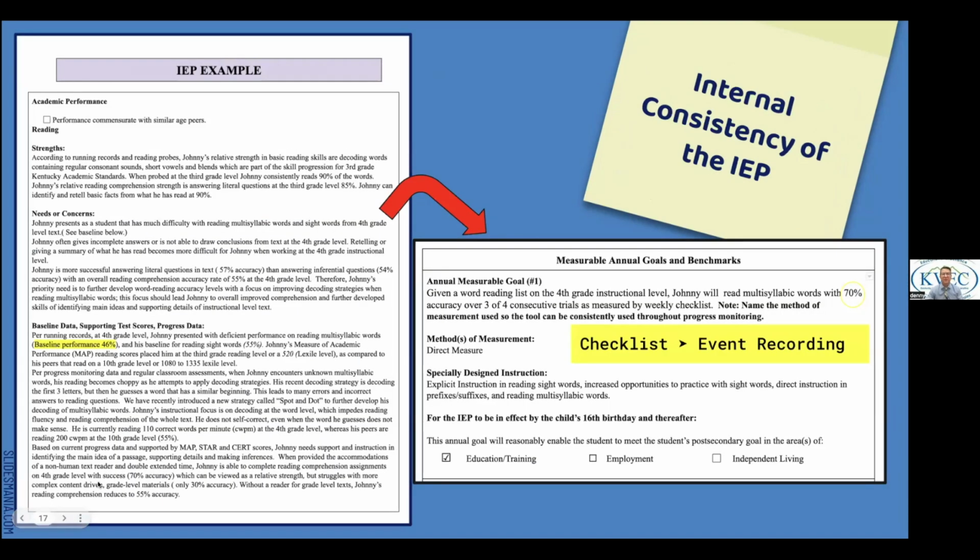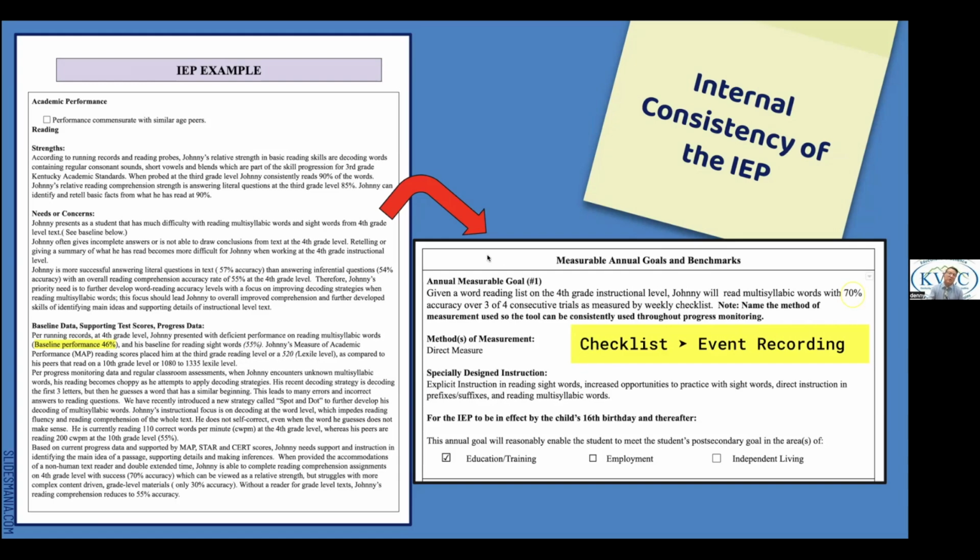Now, here I want to talk a little bit about the internal consistency of the IEP. And this goal in particular: given a word reading list on the 4th grade instructional level, that would be your circumstance. Johnny is your audience. He's going to read multisyllabic words with 70% accuracy on 3 out of 4 consecutive trials as measured by a weekly checklist. And then we're going to turn that into possibly an event recording where we're going to turn that into a percentage. We're going to look at that checklist, we're going to see how many multisyllabic words he's getting, and we're going to input that raw data.